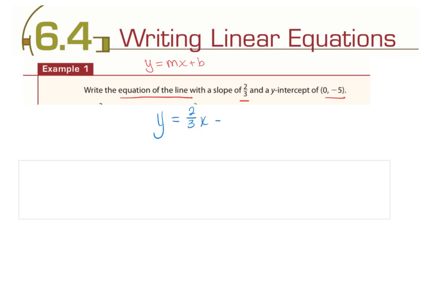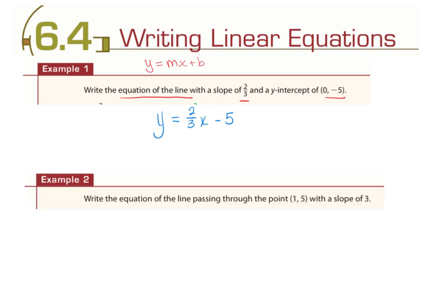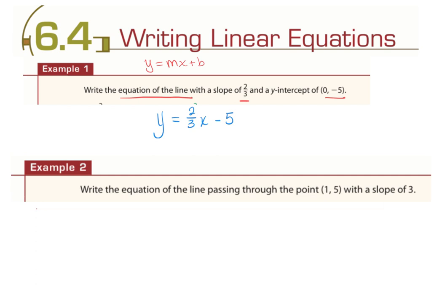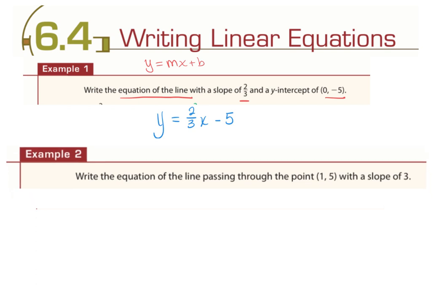And my b is -5. And so that's really all you have to do if you're given those 2 points. But sometimes you have different points, and they are not necessarily the slope and the y-intercept. So let's look at this example 2 here.